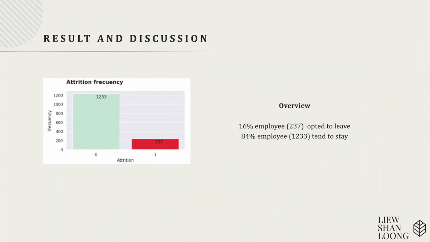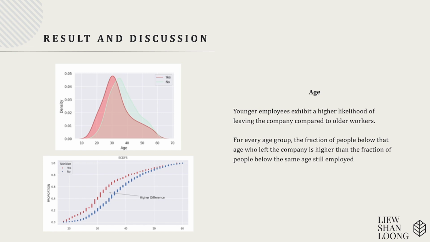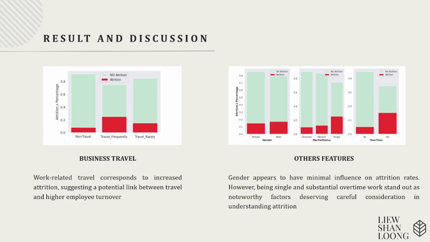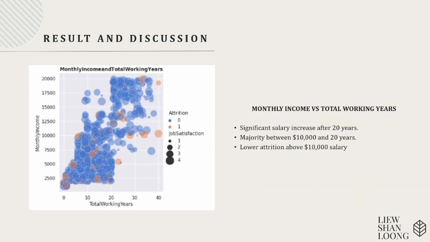Well, for the result, we can see that the majority of employees tend to stay compared to the employees who opt to leave. And younger employees exhibit a higher likelihood of leaving the company compared to older workers, while work-related travel corresponds to increased attrition, suggesting a potential link between travel and higher employee turnover. And gender appears to have minimal influence on attrition rates. However, being single and substantial overtime stand out as noteworthy factors deserving careful consideration in understanding attrition.